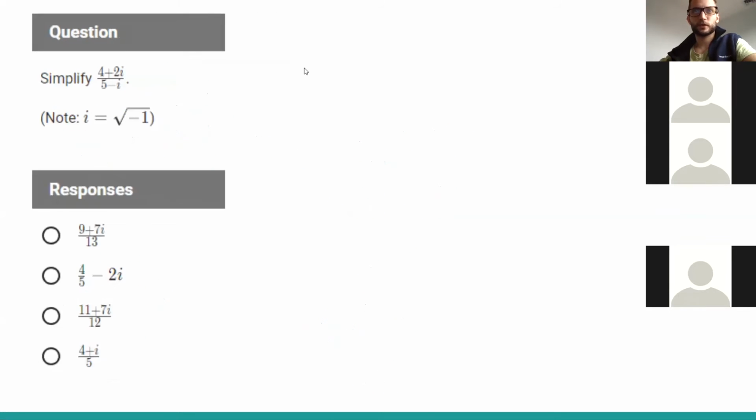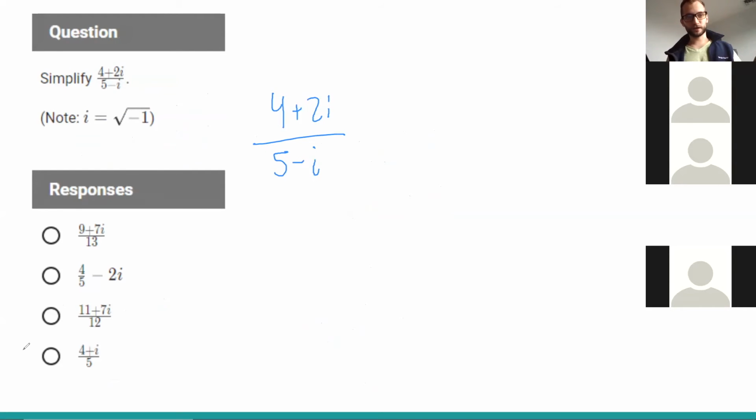Okay, so this question, I want all of you guys to try this on your own first. I'm going to set it up for you. So if you have a problem like this, 4 plus 2i over 5 minus i, and I tell you to simplify, the key thing here is, what does simplify mean? Simplify means there is no irrational number in the denominator.